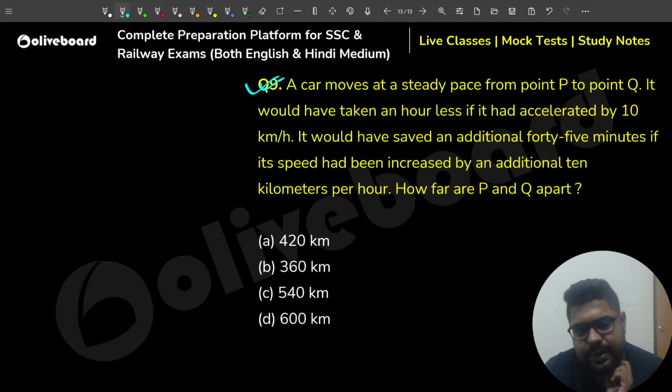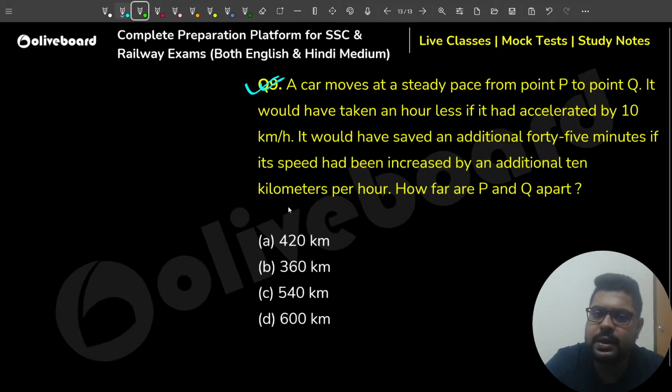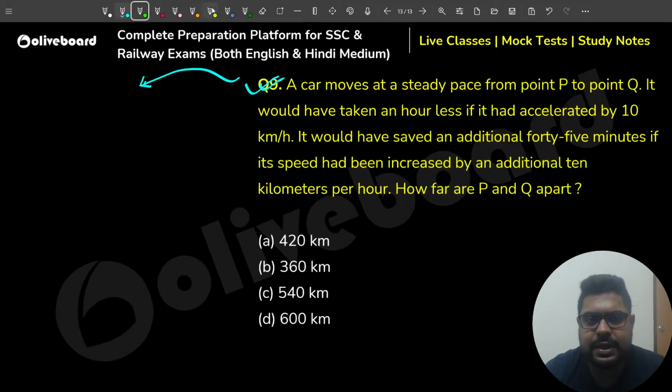Let's solve this. Sir, a car moves at a steady pace from P to Q.